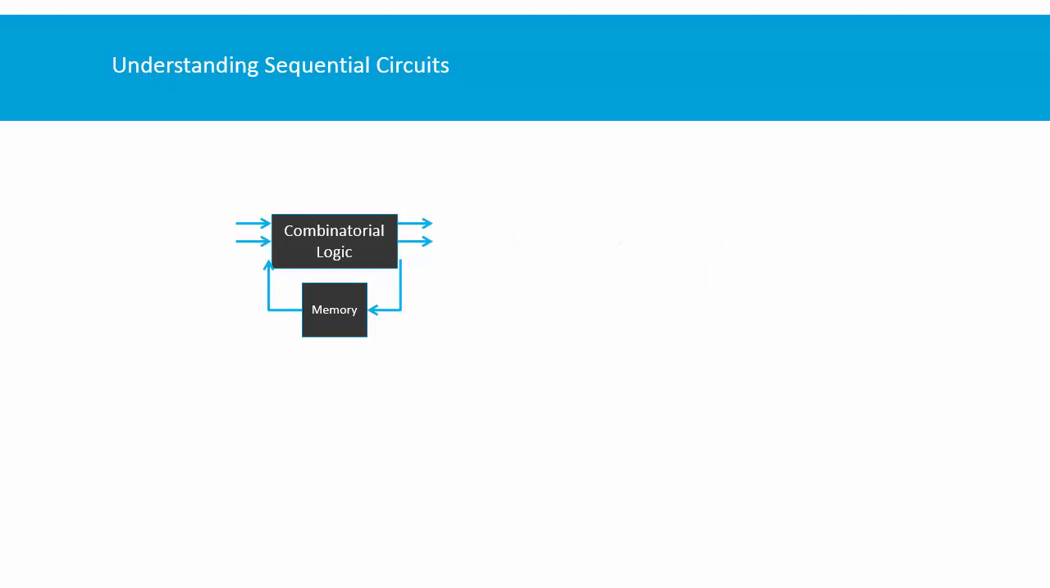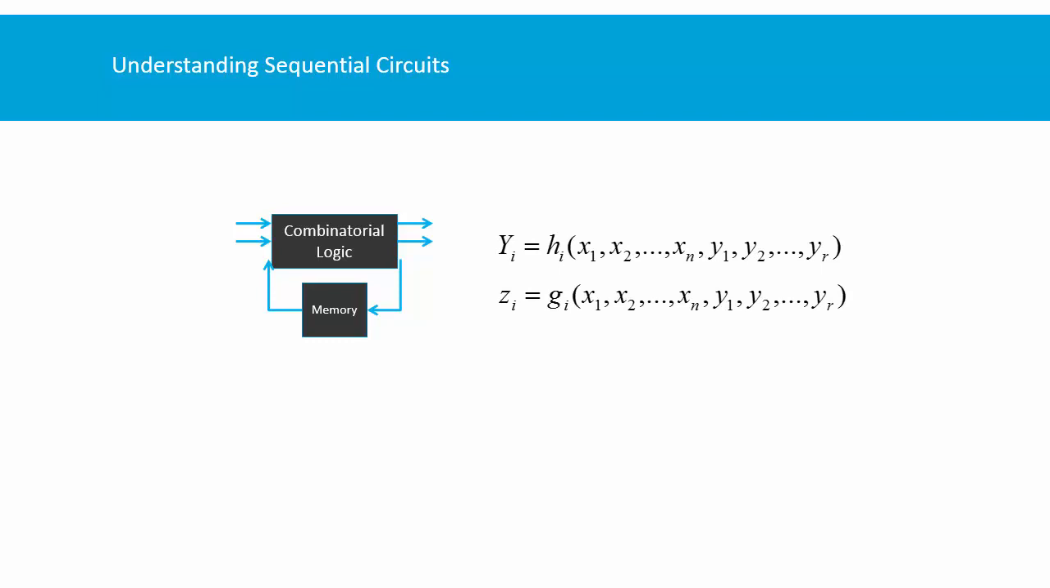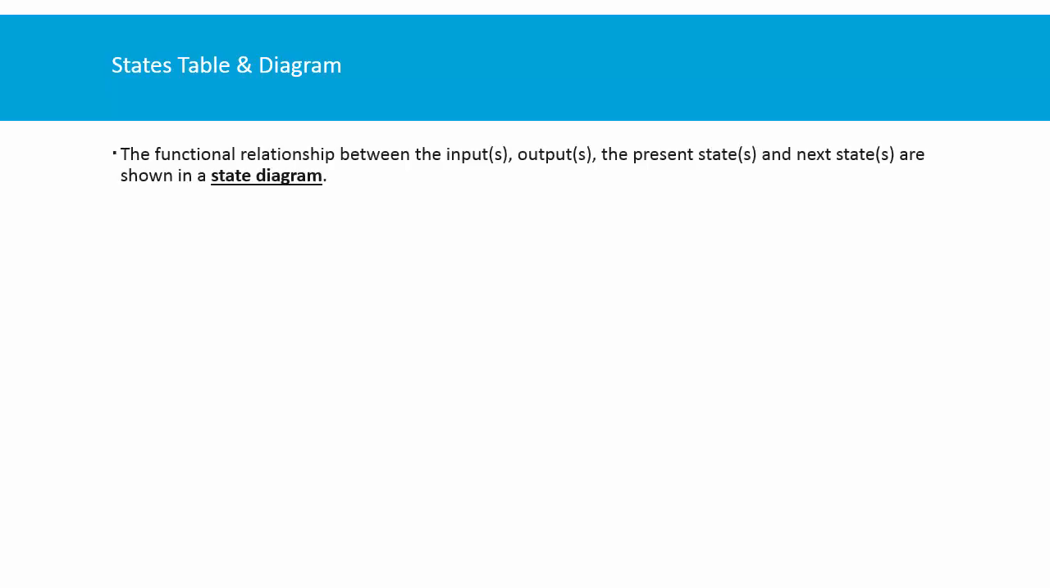From this circuit we can deduce or analyze equations, and these equations would give us the behavior of the circuit. However, neither the circuit nor the equations are going to give us a full understanding of how the circuit behaves. Because of this, we are going to introduce a new concept called state table and state diagram. The functional relationship between inputs, outputs, and states is shown in a state diagram.